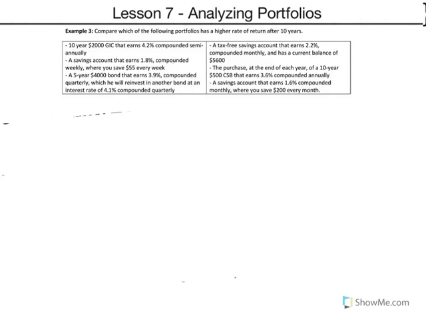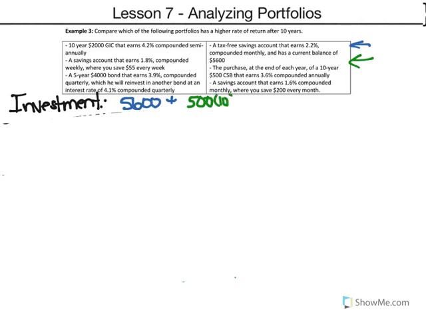So you've got a tax-free savings bond that you're earning 2.2% at, and your current balance is $5,600. So first we're going to do our investment. So first we're going to take $5,600. So that's our first investment. Our second investment is the purchase at the end of each year of a 10-year $500 CSB. So you're doing $500 at the end of every year for 10 years, so 500 times 10.